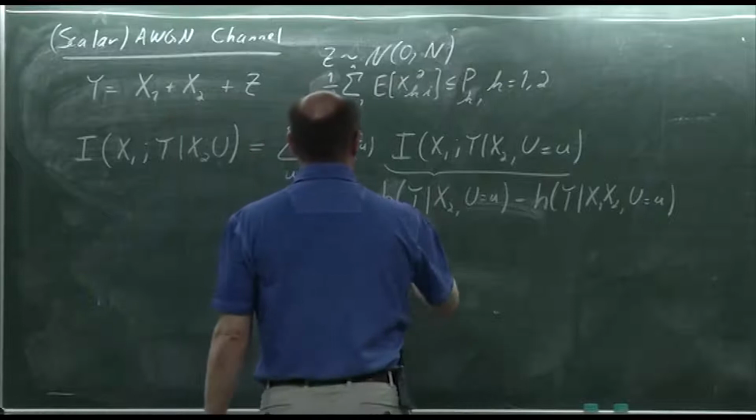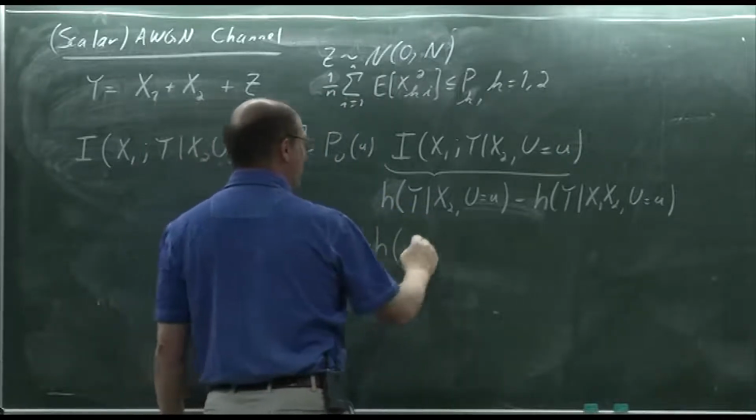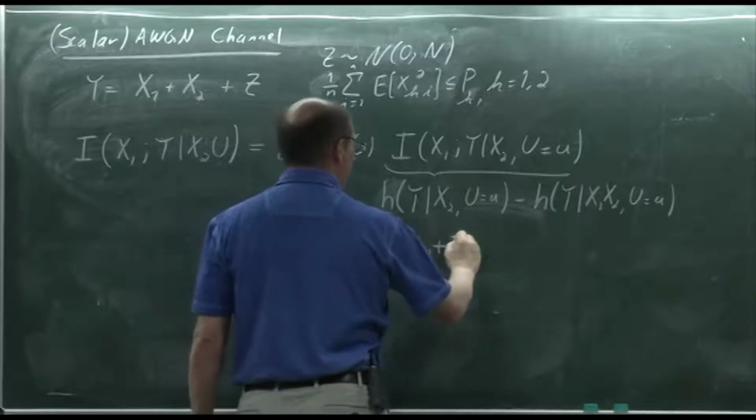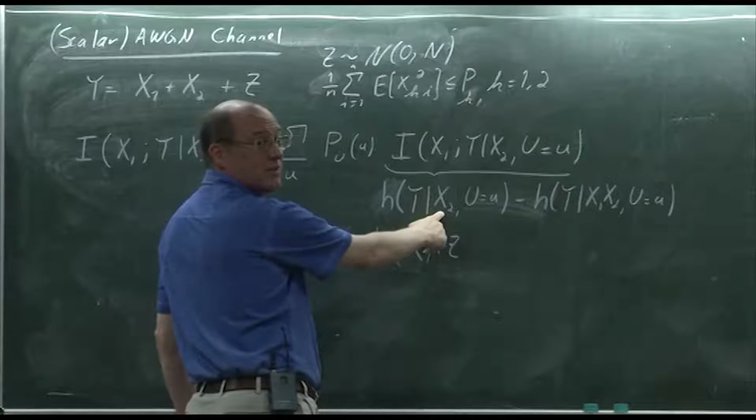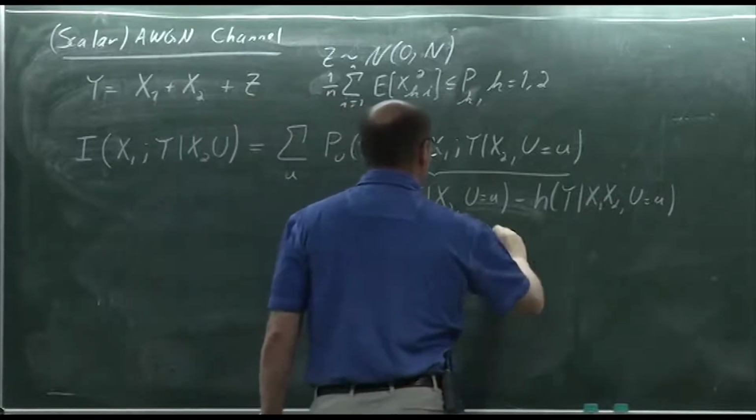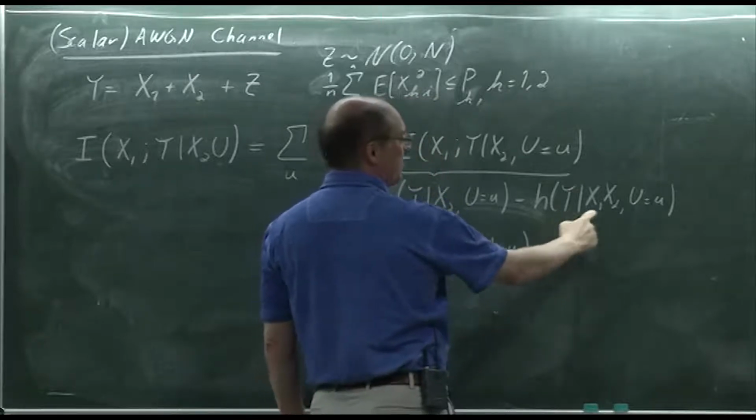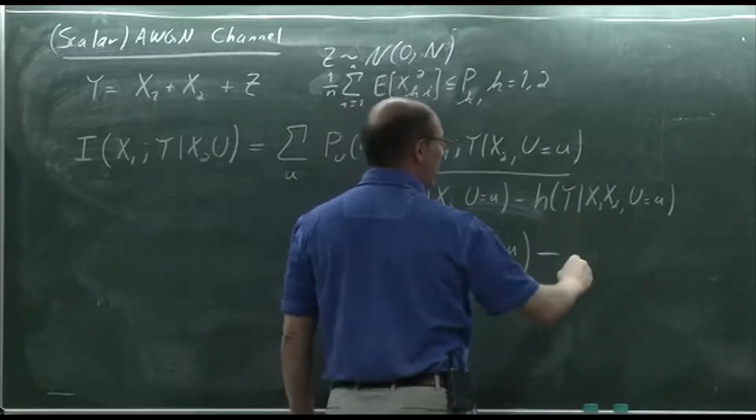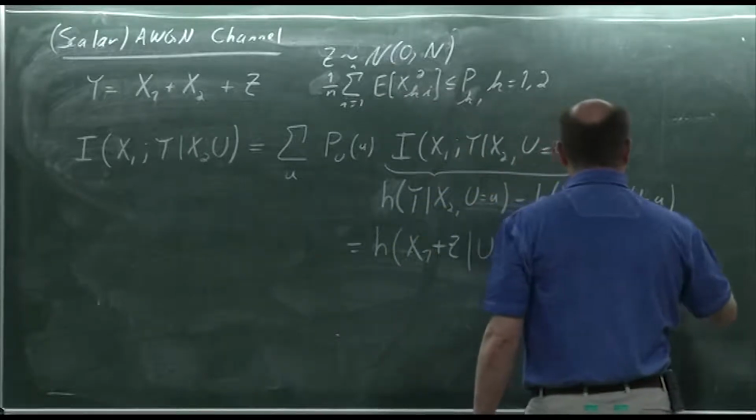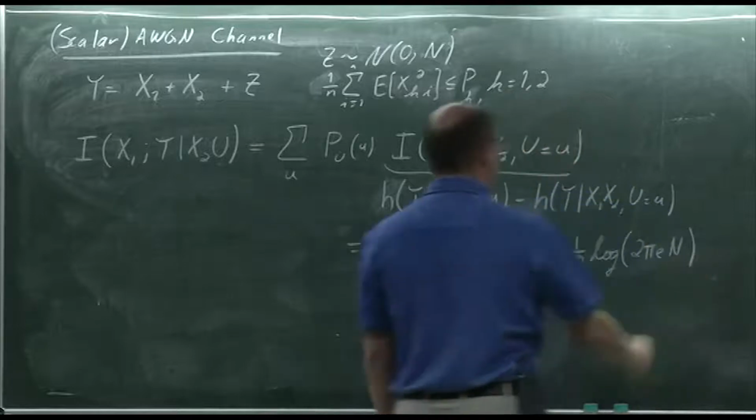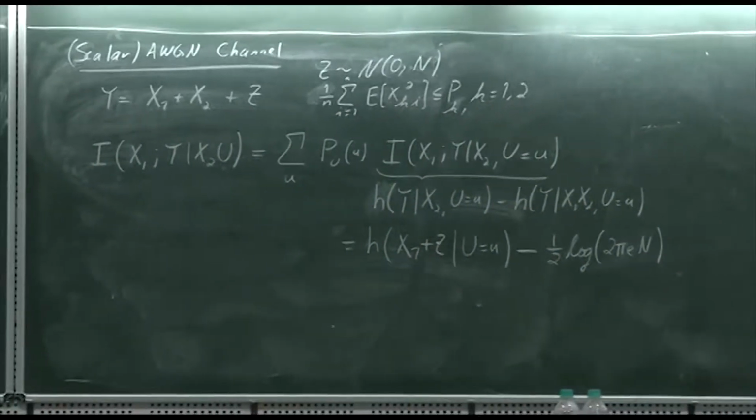So this thing here is h of x1 plus x2 plus z, but since I have x2, I can subtract it out. So I'll get x1 plus z, given x2 and u, but given u, x2 is independent of x1 and z, so this is just given u equals u. Minus, and here I just get x1 plus x2 plus z, but I can try to get z. Z is independent of everything else, so I just get 1/2 log of 2 pi e times n, right? Because that's just a Gaussian variable, right? So this is all with equality, no bounds yet.